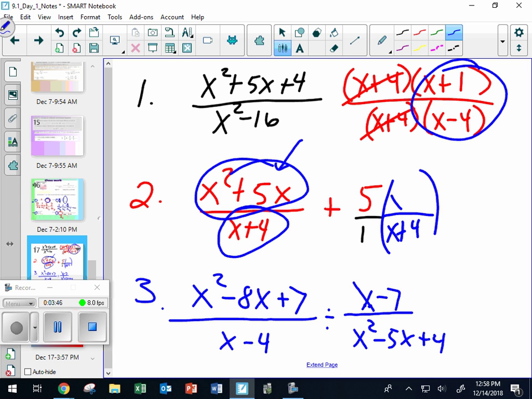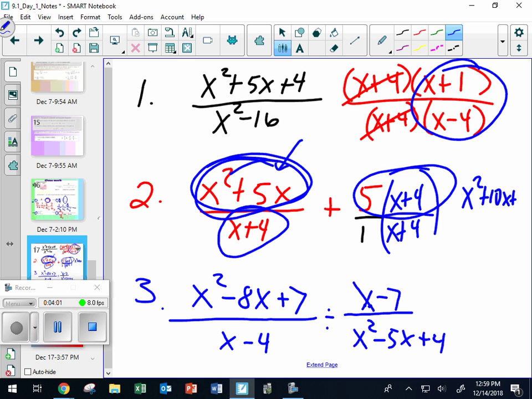All right, and then on our right side here, I'm going to multiply by x plus 4 over x plus 4, and that makes it, on the top, 5x plus 20. This is 5x plus 20, and that goes with this, and the 5x can go with the other 5x, and so I got x squared plus 10x plus 20. And a lot of kids are like, I see a 4, I don't see a 20. It's because of the 5. There we go. All over.